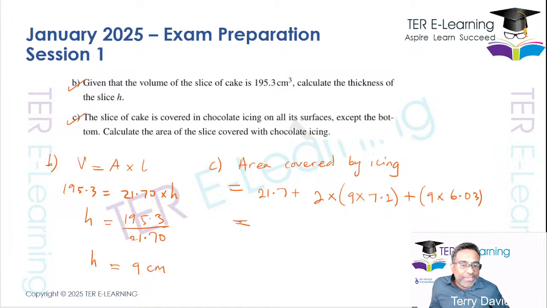Right, seeing people getting 205. Let me just double check that. 9 multiplied by 6.03 plus brackets 2 by 9 by 7.2. Right, so yeah, I'm getting that now. 205 point, let's say 6. So that's the area that we have to cover with this thing here.